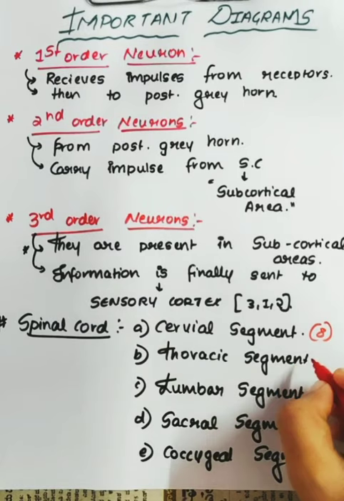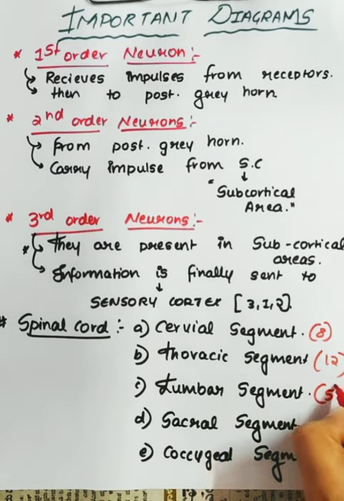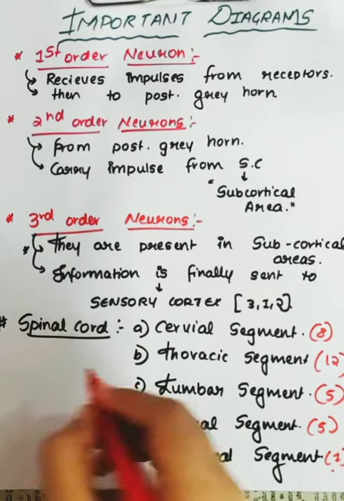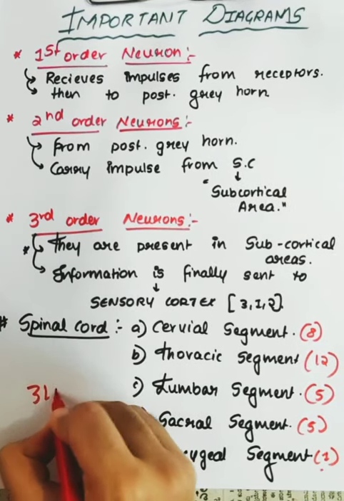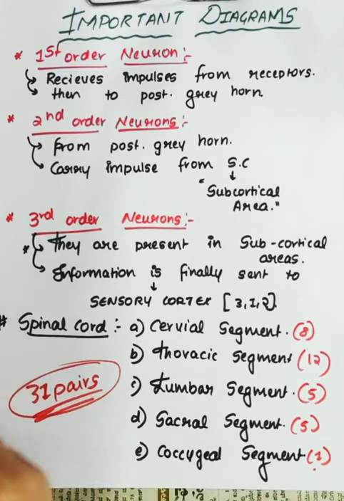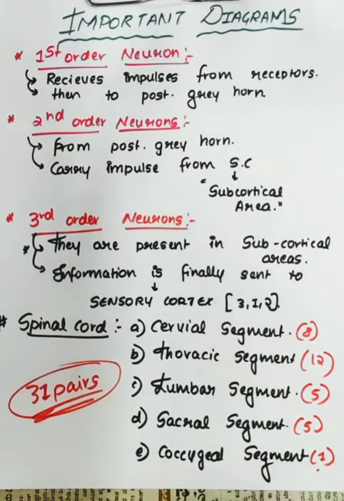Cervical segments are 8 in number. Thoracic segments are 12 in number. Lumbar segments are 5 in number. Sacral is also 5 in number. Finally, the coccygeal segment is 1 in number. So they are paired, and there are 31 pairs of spinal cord roots or segments present in our body. So this was about the spinal cord.